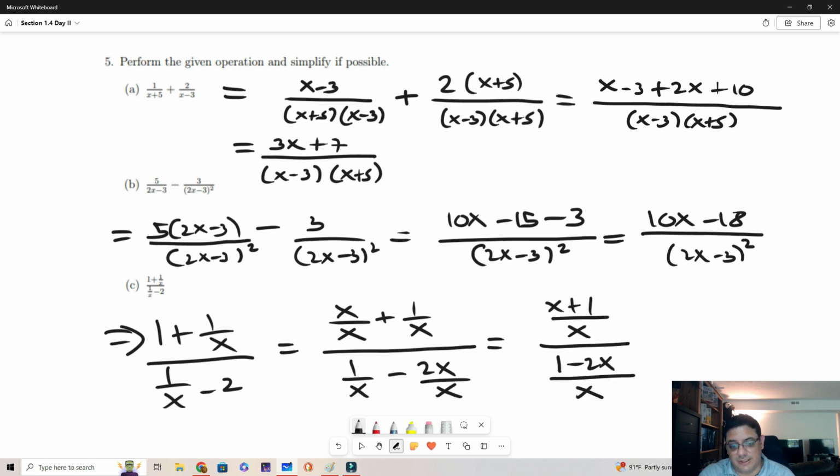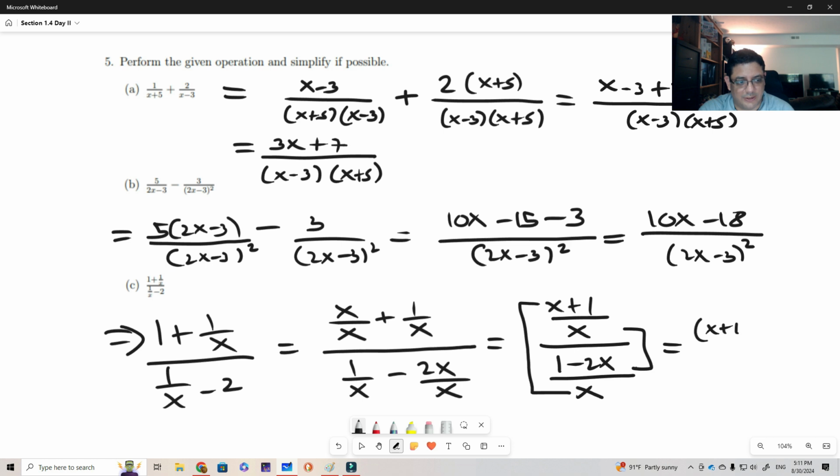Now we do the same thing that we did before when we have one fraction over another. We multiply the extremes and divide by the middle. So we have x plus 1 times x divided by x times 1 minus 2x. Notice that x is common, so you can cancel that out. And then you have x plus 1 over 1 minus 2x.